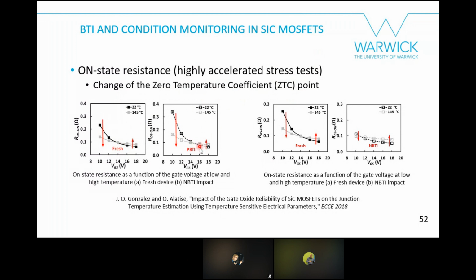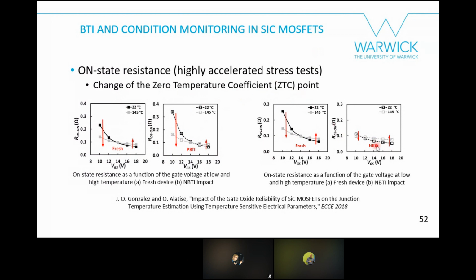With PBTI, you can see that it slightly shifts the ZTC. Now it's around 15 volts. Here it was around 14. It also changes the temperature sensitivities at low gate voltages and at high gate voltages.